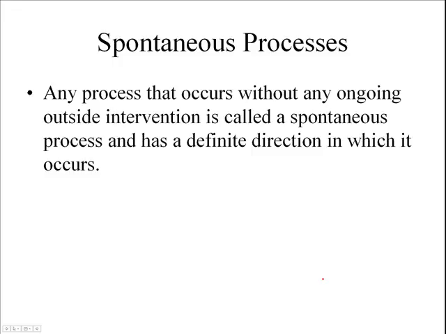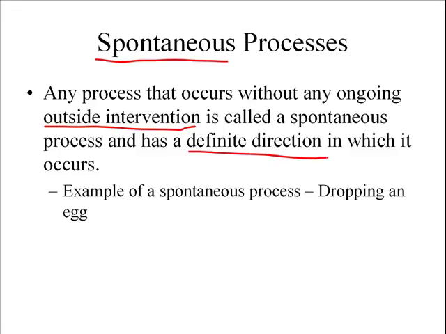Now we're going to talk a little bit more about what are called spontaneous processes. A process that occurs without any outside intervention, when you just put the two things together, is called a spontaneous process. It has a definite direction and does not exist in equilibrium. An example of a spontaneous process would be if you drop an egg on the ground, it spontaneously falls and breaks.